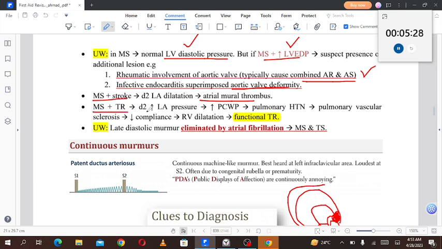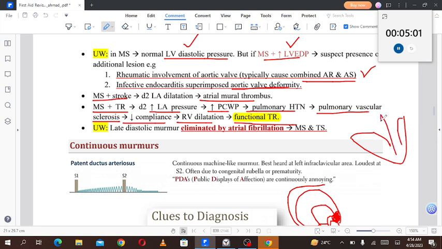Mitral stenosis plus tricuspid regurgitation is due to the increased left atrial pressure that will cause an increase in the pulmonary capillary wedge pressure, that will cause pulmonary hypertension, and that will be felt as pulmonary vascular sclerosis, and that will decrease the compliance of the pulmonary vascular system, and the right ventricle will start dilating, and there will be a functional tricuspid regurgitation when the right ventricle is enlarged to this extent, so the tricuspid cusps will not tether with each other, and there will be functional regurgitation of the tricuspid valve. UWorld point: a late diastolic murmur eliminated by atrial fibrillation is mitral stenosis or tricuspid stenosis.